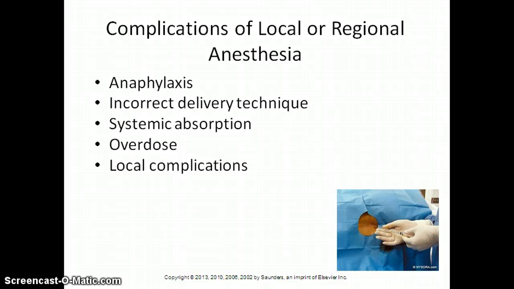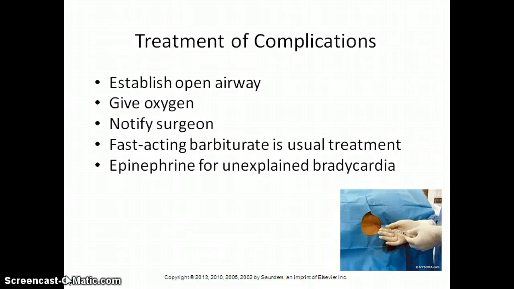We can see respiratory impediment and airway failure if the epidurals or spinals tend to float up rather than sit down, or rather than flow down and anesthetize the patient that way. So we do want to make sure we are watching airway at all times. Treatment of complications: establish and open an airway. So if our patient has an overdose or that regional or block anesthetic is causing them to have difficulties with breathing, we want to make sure that we always establish an airway. Airway will always be first. Give oxygen, notify our surgeon, and then a fast-acting barbiturate is the usual treatment.